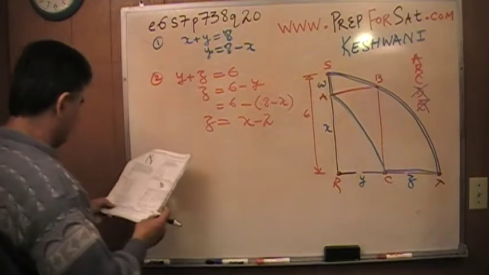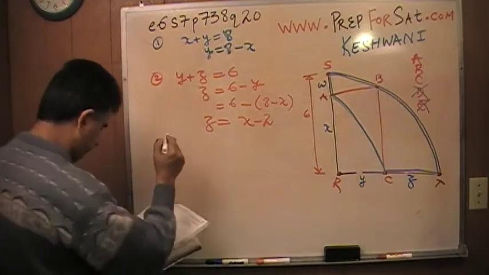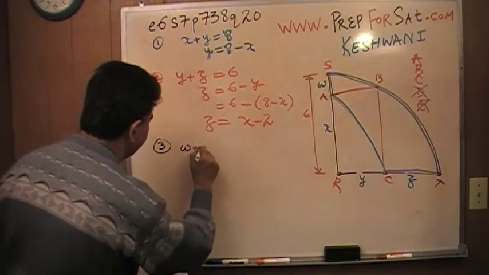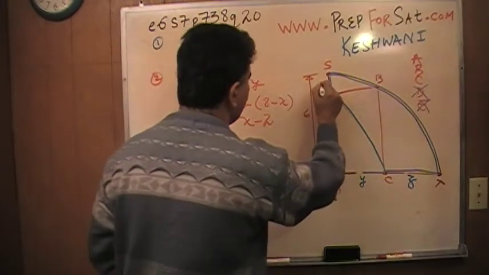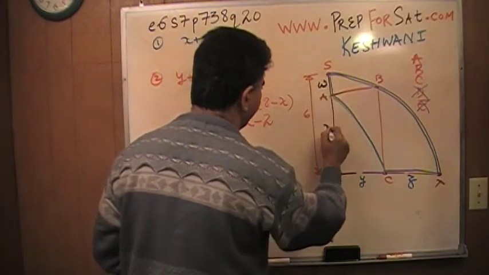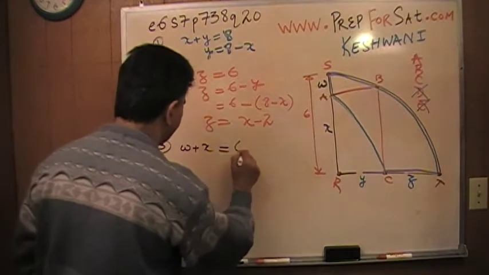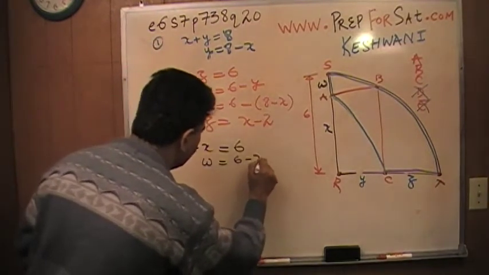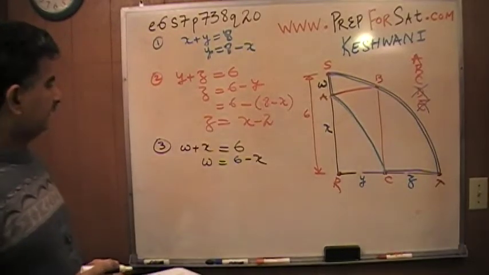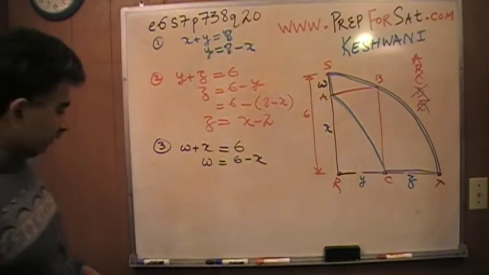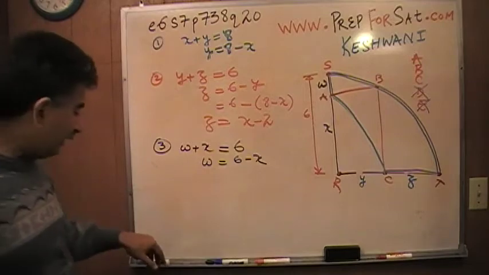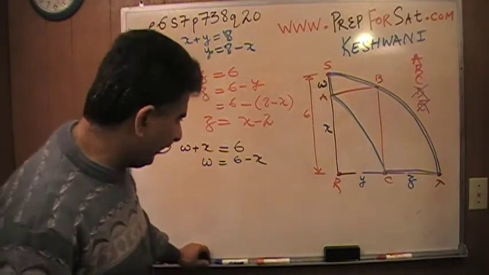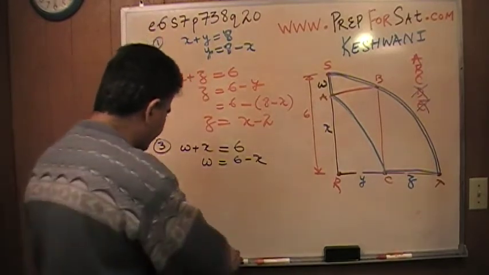Last part, which is w plus x. This is my w right here, and this is my x right here. W plus x has to be 6, which tells me that w has to be 6 minus x. That's it. We are ready to solve. I'm going to have to squat down to write the last part. So you won't see me on the camera, but I'm here.